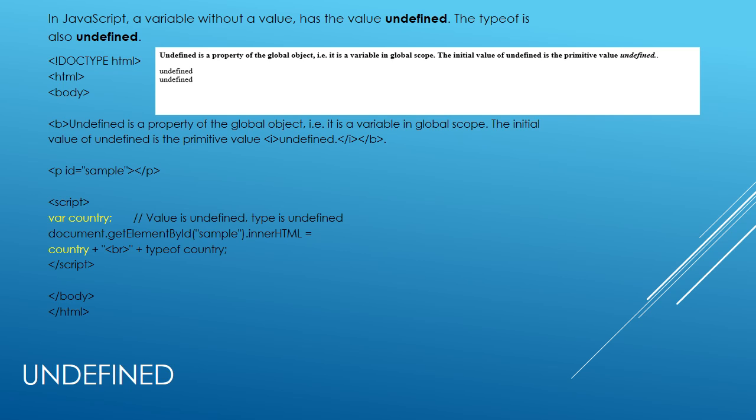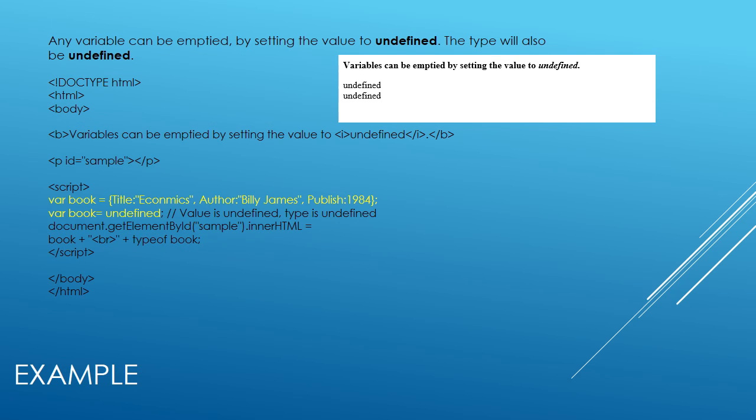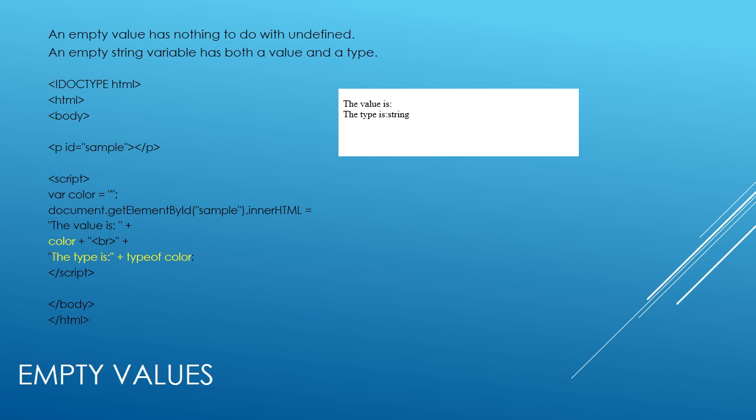In JavaScript, a variable without a value has the value undefined. The typeof is also undefined. Any variable can be emptied by setting the value to undefined. The type will also be undefined. All JavaScript identifiers are case-sensitive. The variables School and school are 2 different variables.